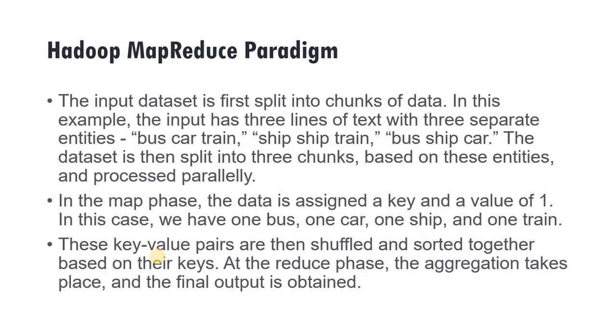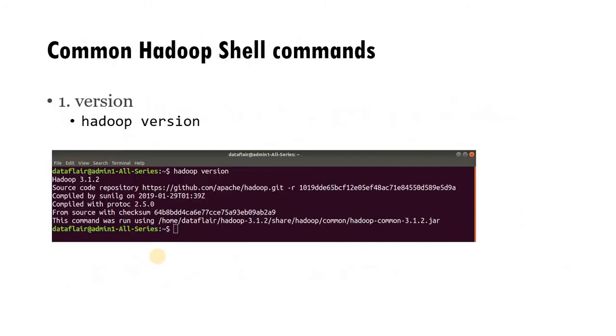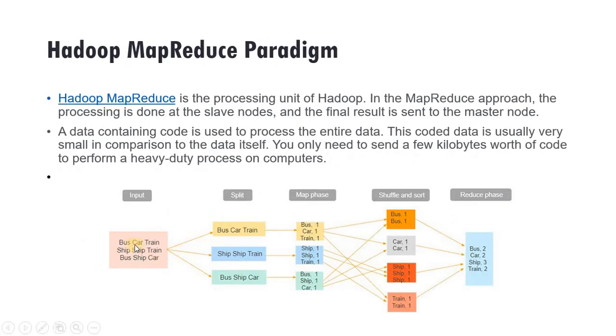So in the map phase, the data is assigned a key and value of 1. In this case, we have one bus, one car, one ship and one train. First we'll split the data into different rows. In the first block, the data is bus, car, train. Second block, data is ship, train. In the third block, the data is bus, ship, car.